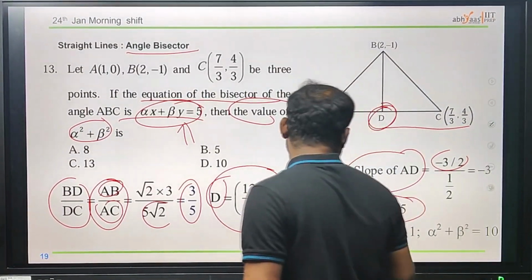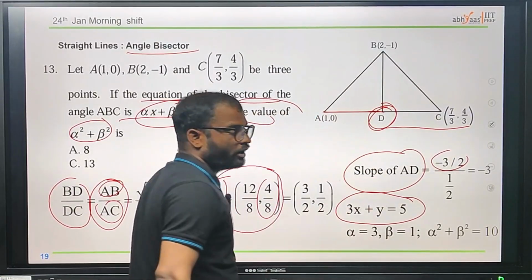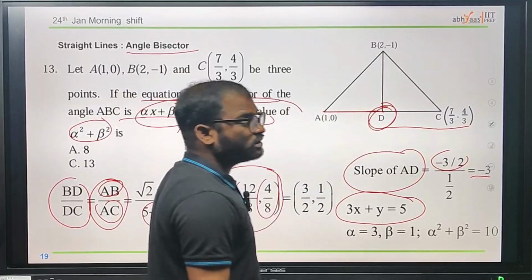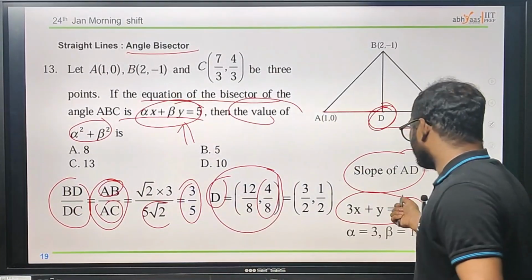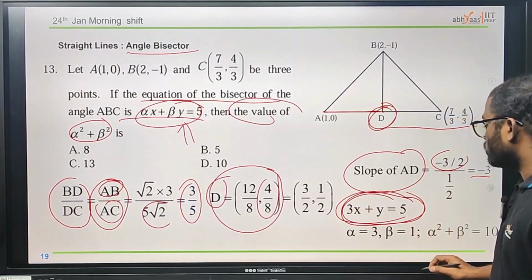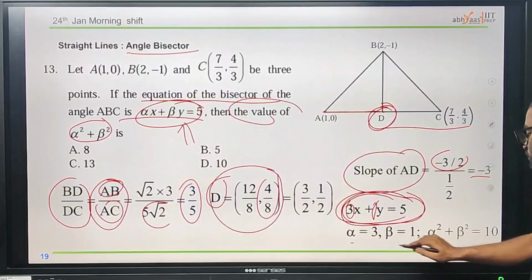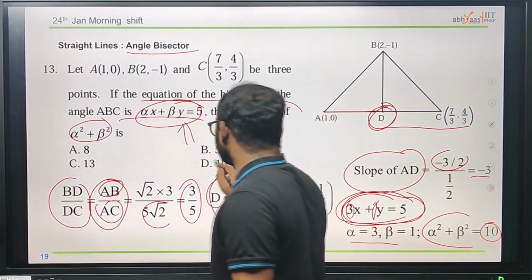How did we get this? Just by using the slope of AD. I hope you understood. Now we got the slope of AD as -3, and using the -3 we substitute those values in the slope function, which is this equation. We got alpha as 3 and beta as 1. That's how we got the answer, which is 10. Therefore D is the correct answer.